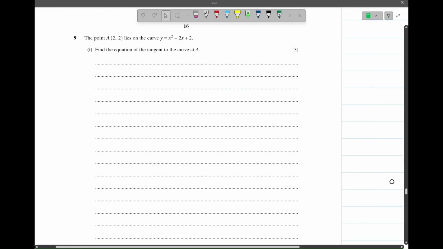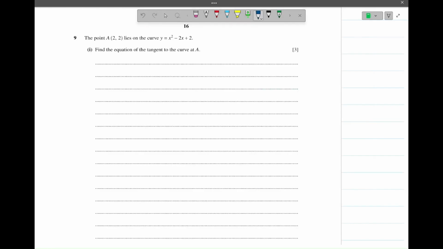Okay, now moving on to question number 9. This is again related to differentiation. In these questions, it's very important that you try to visualize the question in a graphical form. So it says that the point A (2, 2) lies on the curve y is equal to x square minus 2x plus 2. So it's a quadratic equation, so you'll have a parabola in your graph. Find the equation of the tangent to the curve at A. Now you need to understand that your graph is going to be looking something like this. And let's say this is the point A and this is the tangent at A.